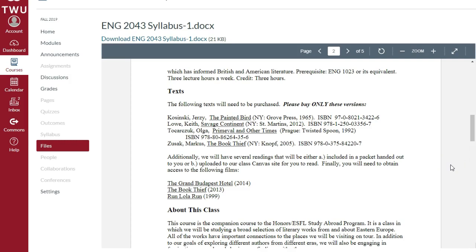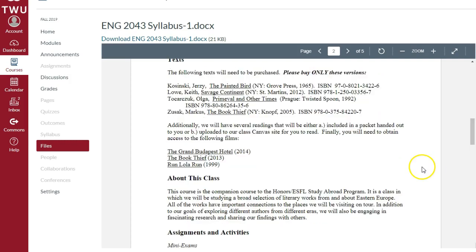And we have 3 films for the class. You need to view The Grand Budapest Hotel for our next class, then The Book Thief, the film version, and then Run Lola Run are our 3 films.